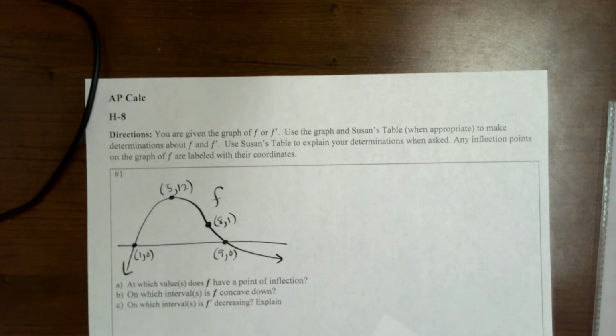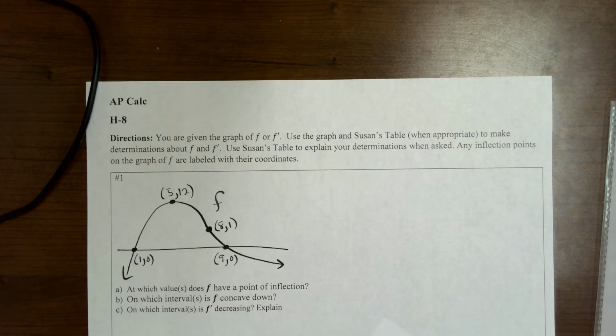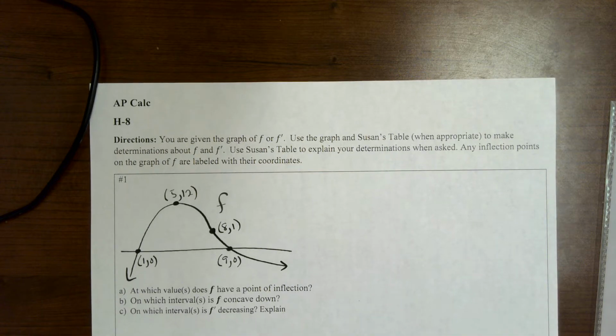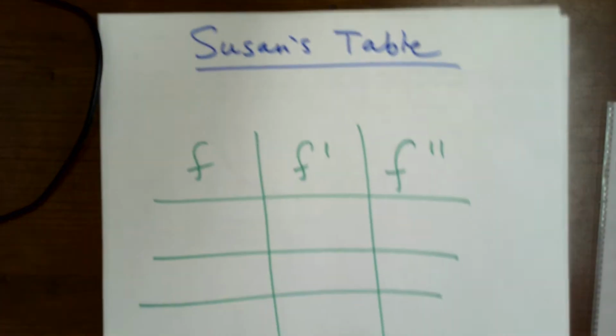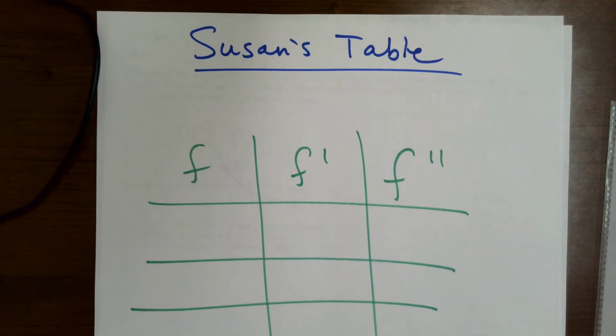Okay, so here is H8. All right, so the directions. Oh, actually, before I even get to that, we got to complete Susan's table. All right, now I have this blank. I'm going to fill it in with you because at some point we need to practice filling this in over and over again because we need to have this memorized.